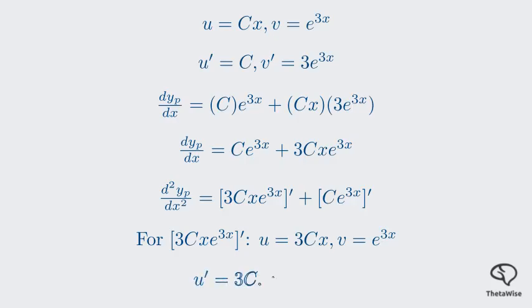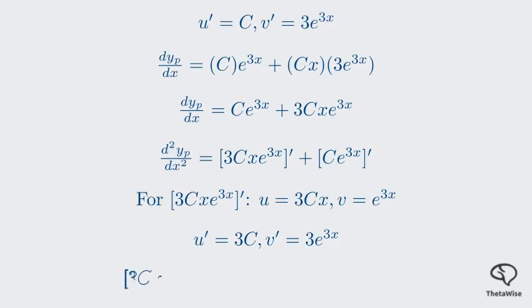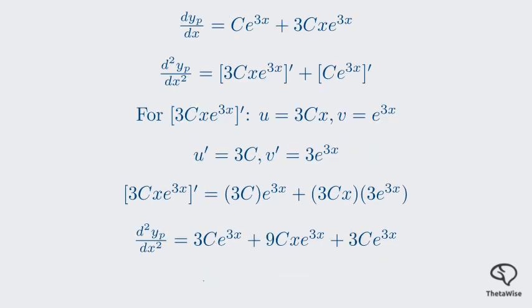Here u is 3cx and v is e to the 3x. The derivative, u prime, is 3c, and v prime is 3e to the 3x. So the product rule gives us 3ce to the 3x plus 3cx times 3e to the 3x. Then we add the derivative of our second term, ce to the 3x, which is 3ce to the 3x. Putting it all together, the second derivative is 9cxe to the 3x plus 6ce to the 3x.